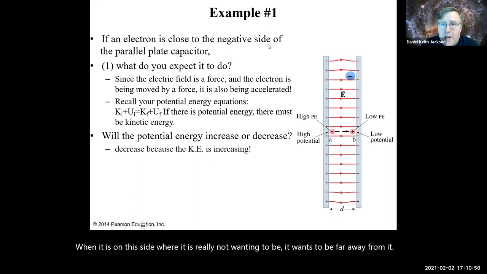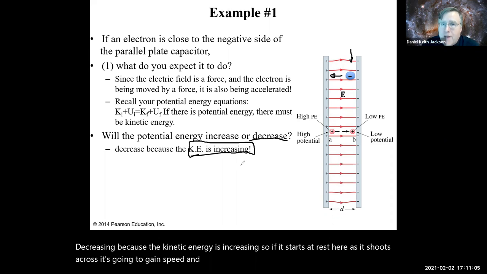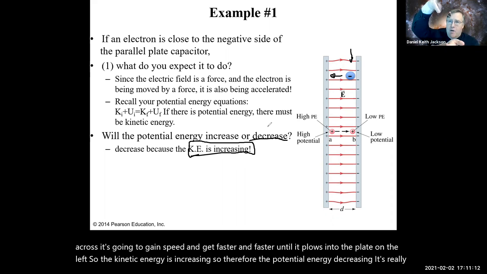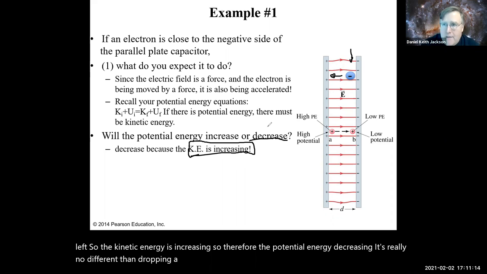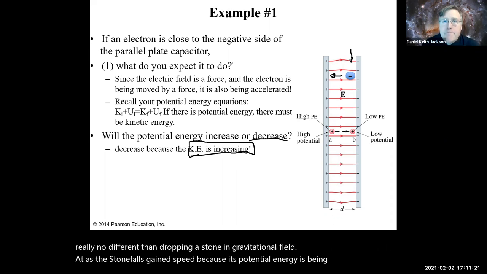So the potential energy can also be understood as decreasing because the kinetic energy is increasing. If it starts at rest here, as it shoots across, it's going to gain speed and get faster and faster until it plows into the plate on the left. So the kinetic energy is increasing, therefore the potential energy is decreasing. It's really no different than dropping a stone in a gravitational field. As the stone falls, it gains speed because its potential energy is being converted into kinetic energy.